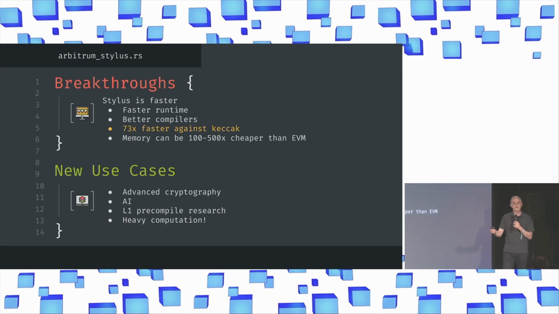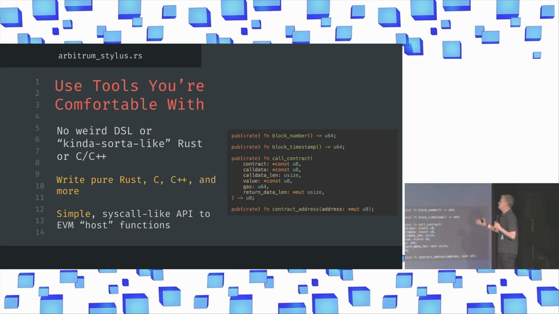Also, you can do heavy computation of many different kinds. For example, in finance, you could do a Black-Scholes computation quite feasibly. And one of our developers has done that. Okay, you can use tools you're comfortable with, right? You're not using a weird domain-specific language. It's not kind of sort of like Rust. It's not inspired by C++. You use the real compiler.